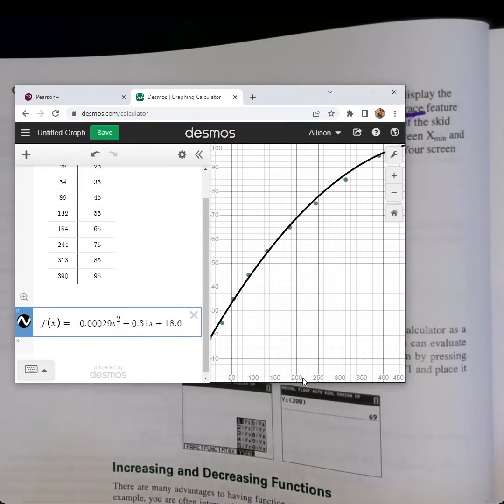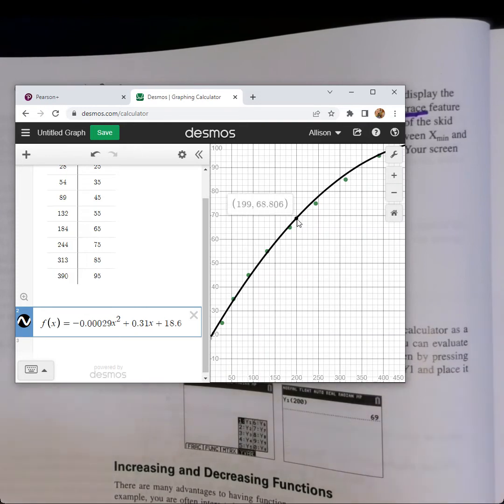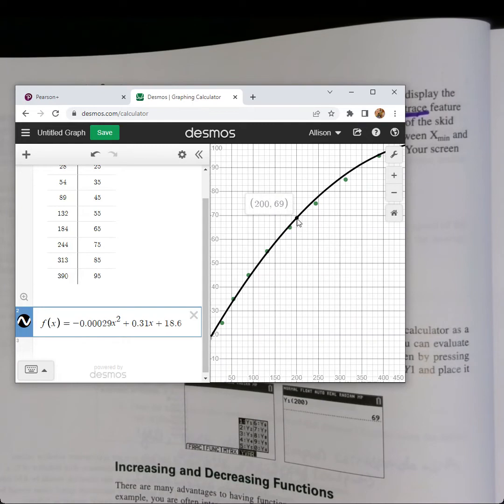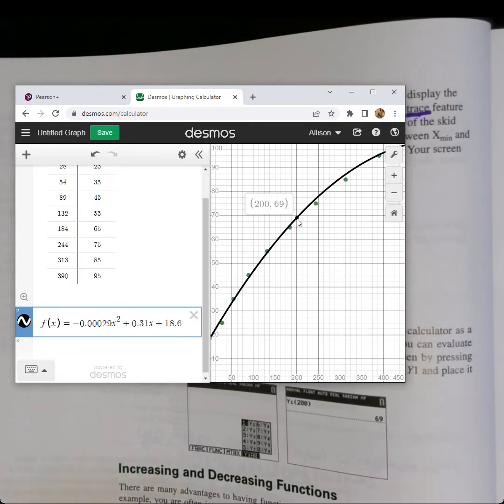So 200, I can see that 200 is about here, so I'm going to start my click here, and I'm just going to hold my mouse and try to get it to land right on 200. There we go. So hey, I got about 69, and again, when my hand moves a tiny bit, it moves. So there we go, 269. I have to hold my hand really still so it doesn't move on to another point. But I can see that the car must have been going at about 69 miles per hour.